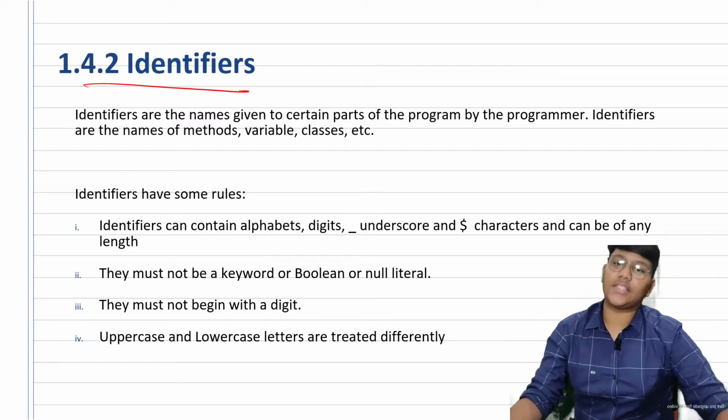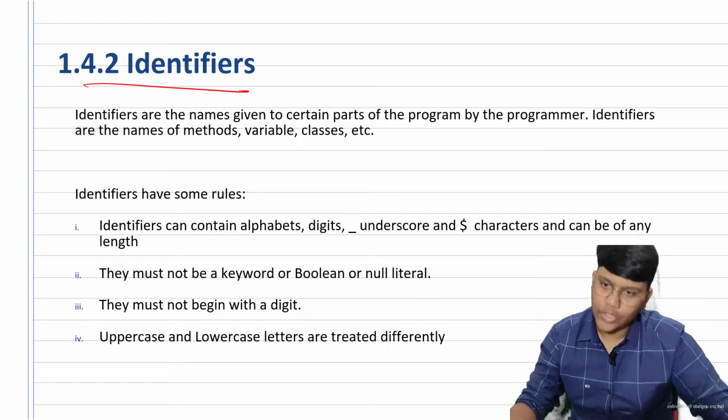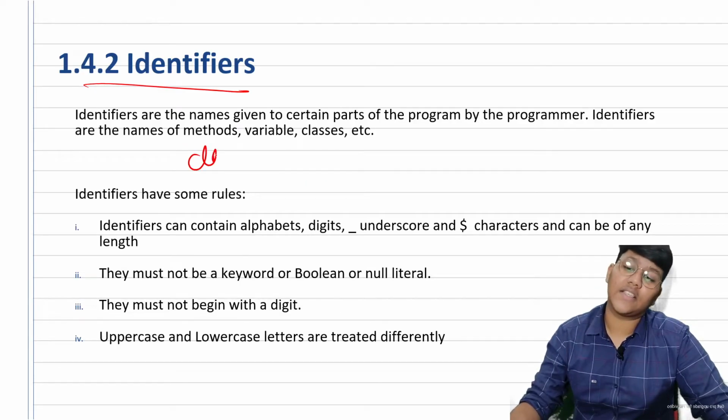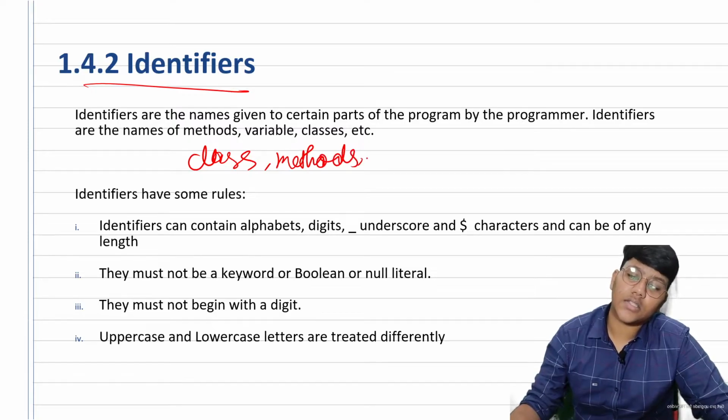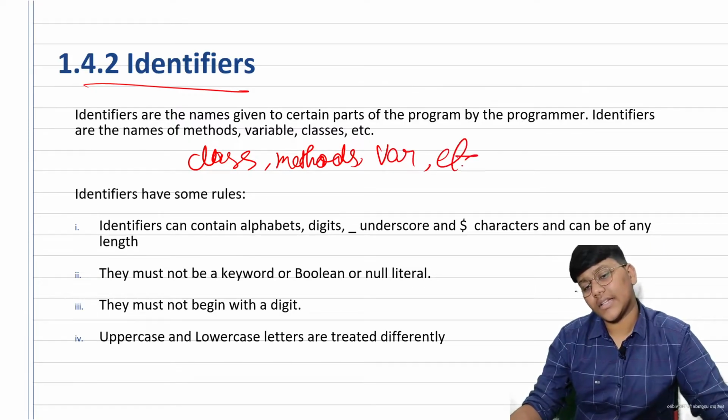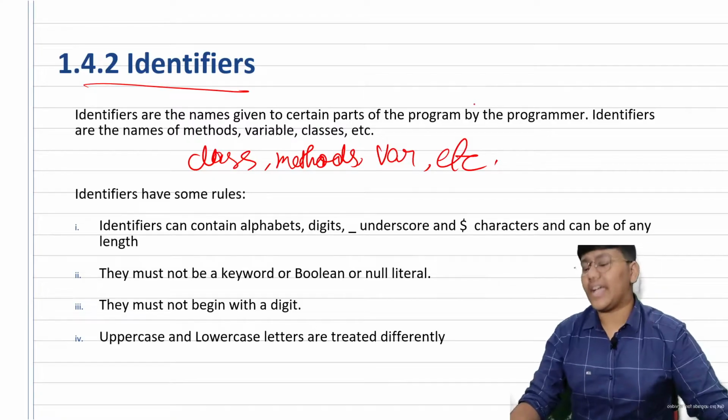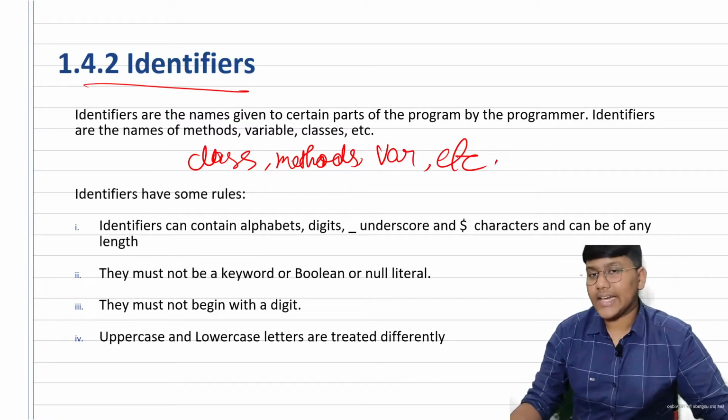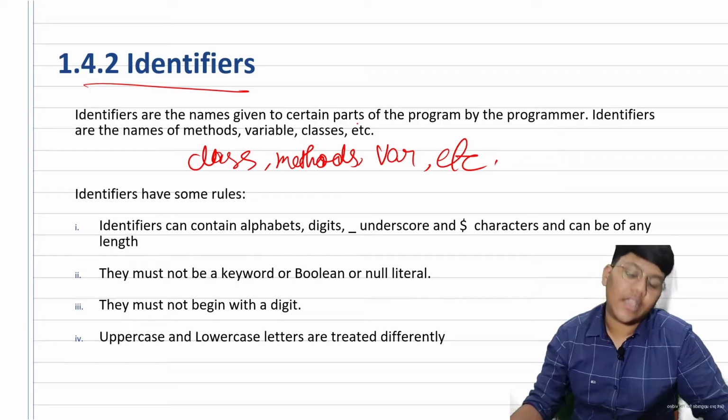Identifiers, as the name suggests, help you to identify. Therefore, identifiers are the names given to classes, methods, variables, etc. Anything that requires a name is an identifier. Anything that helps you identify something is an identifier.